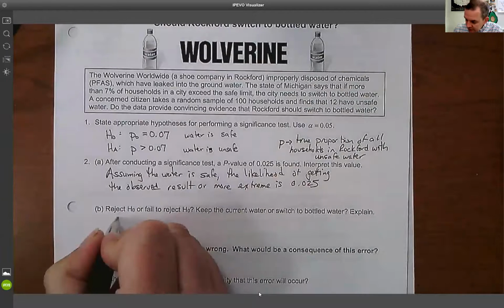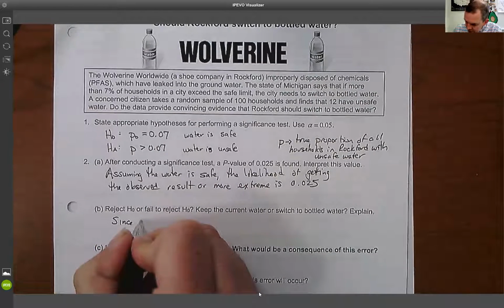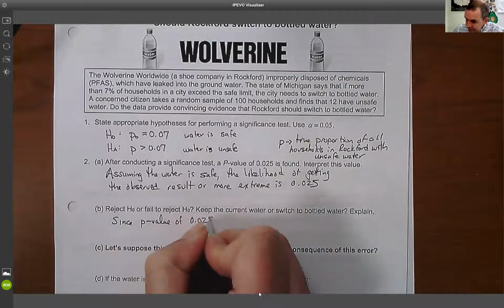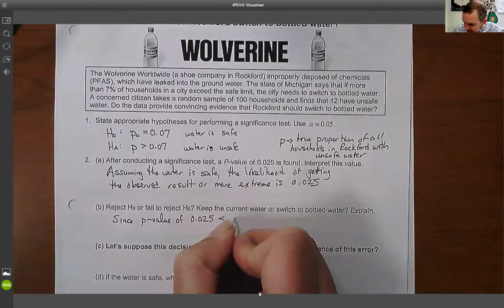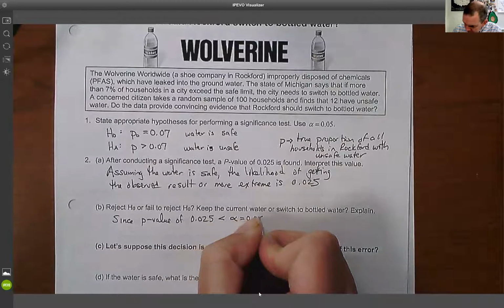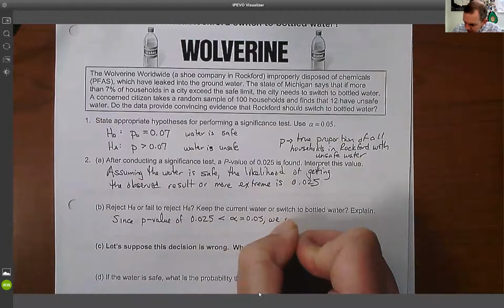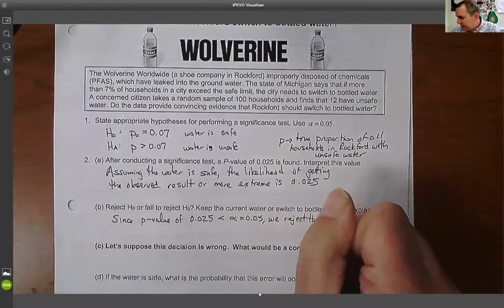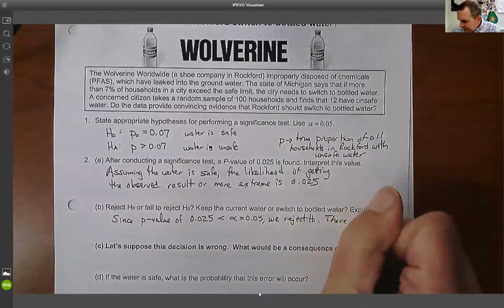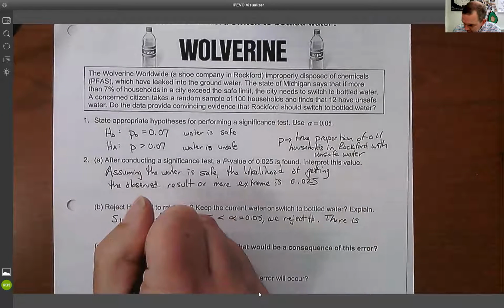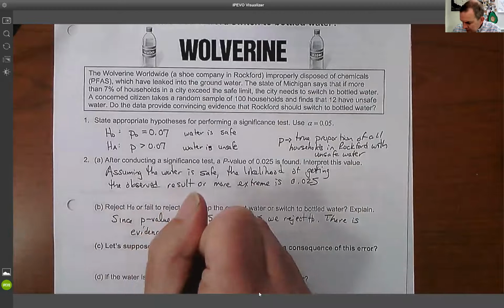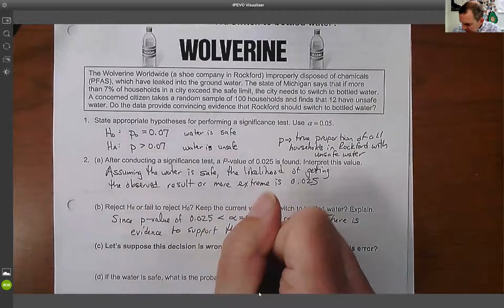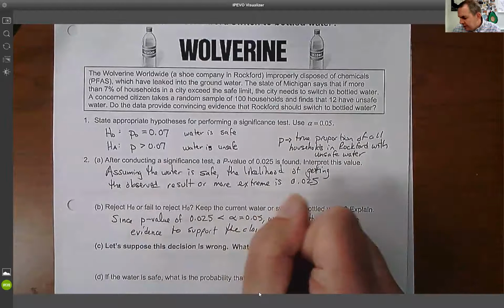So in this case, since my p-value of 0.025 is less than my significance level, my alpha of 0.05, we're going to go ahead and reject the null hypothesis. There is evidence to support the claim the water is unsafe.